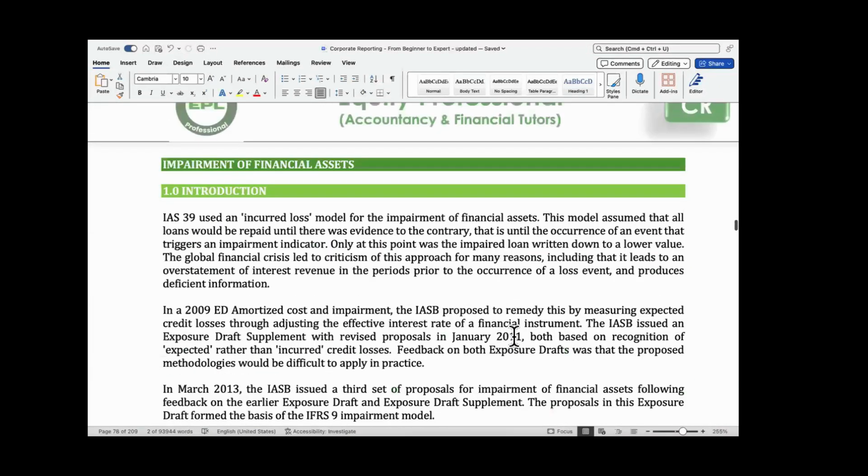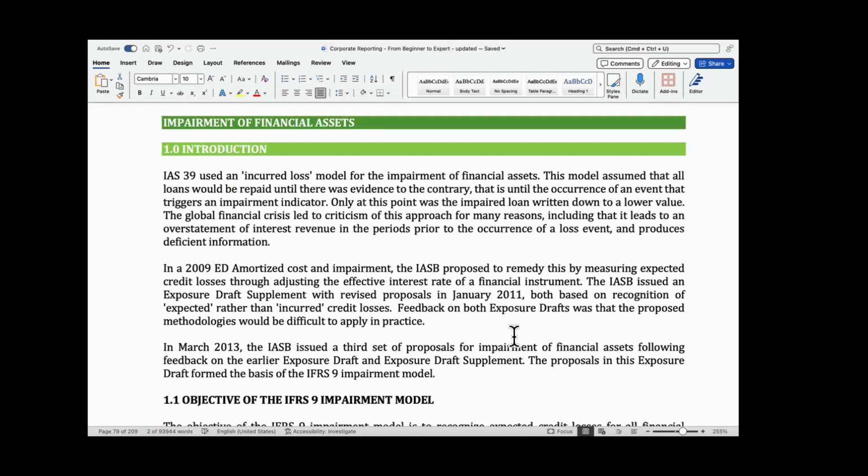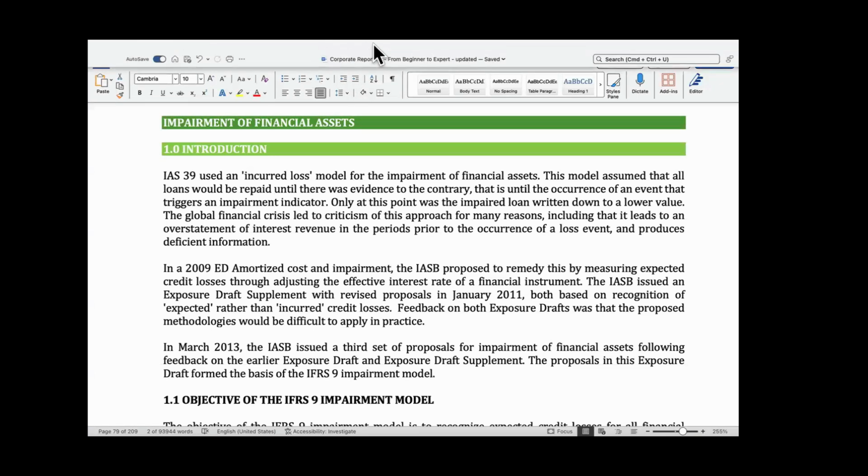Now, still on financial instruments. This is a very short one. I know you're tired, so I'll make it quick, but in depth.